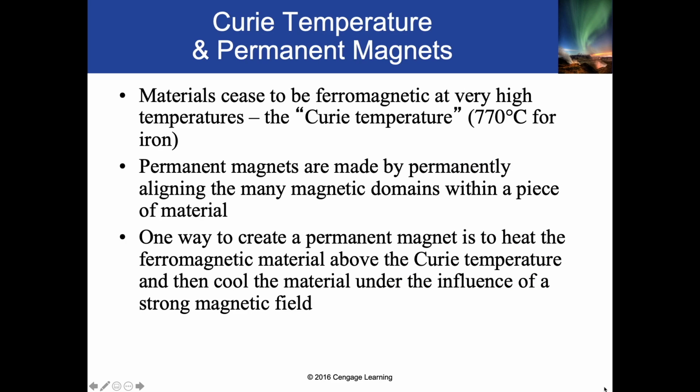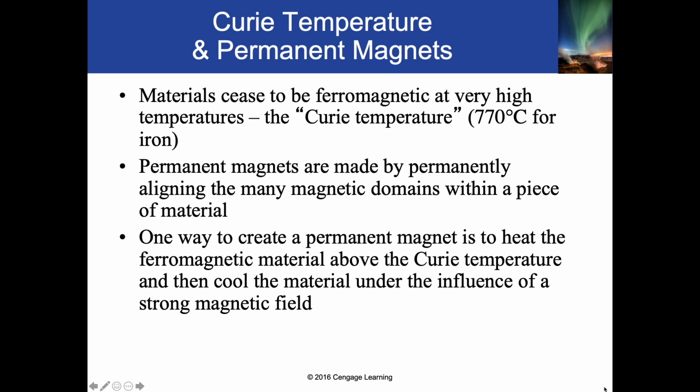Okay, so the last thing I want to talk about is called the Curie temperature, right? Permanent magnets are materials that are ferromagnetic, like iron, cobalt, and nickel. At very high temperatures, called the Curie temperature, they lose their magnetism, right? For iron, 707 degrees Celsius is iron's Curie temperature. At that point, iron can no longer be magnetic because we've reached its Curie temperature. It ceased to be ferromagnetic, right?